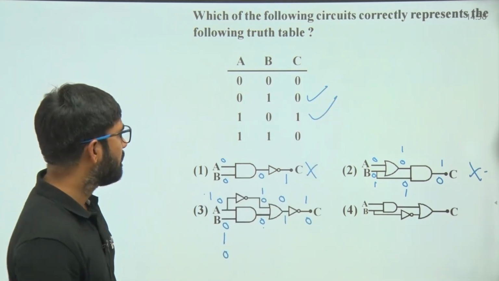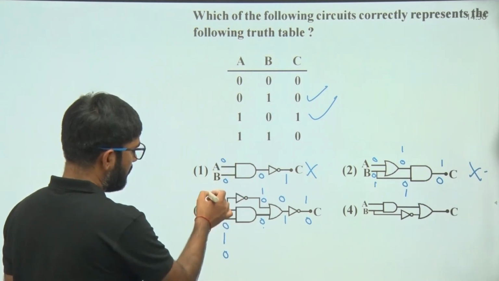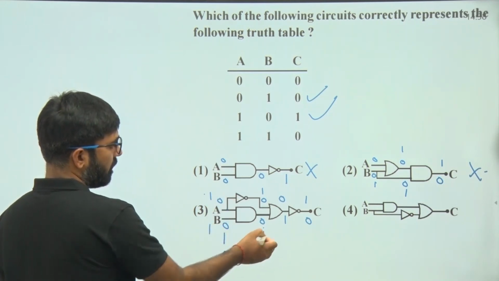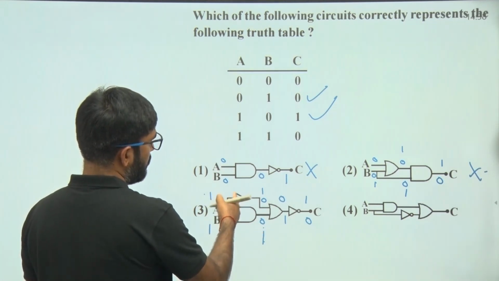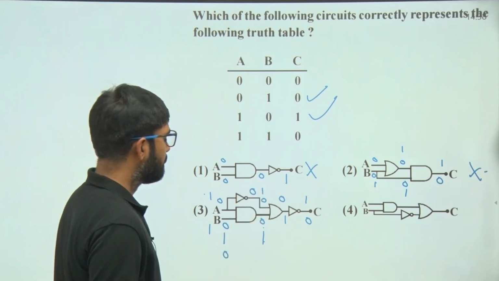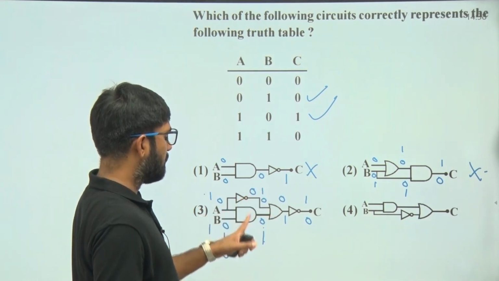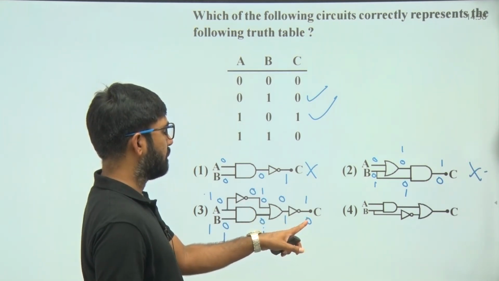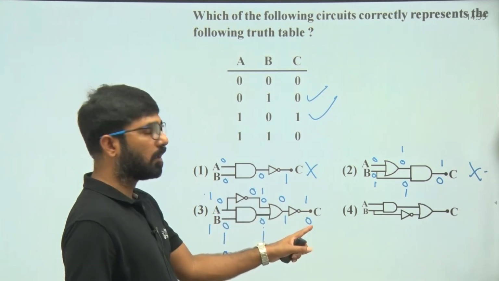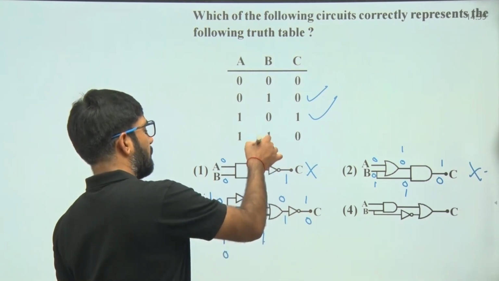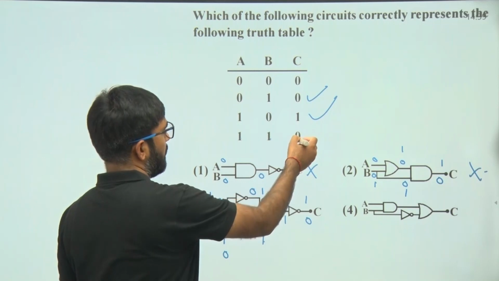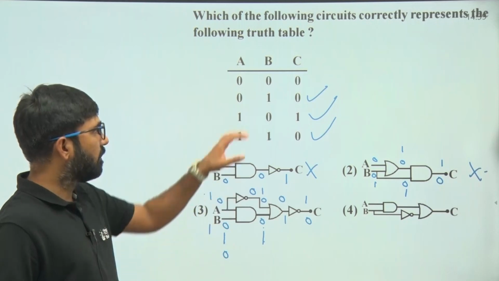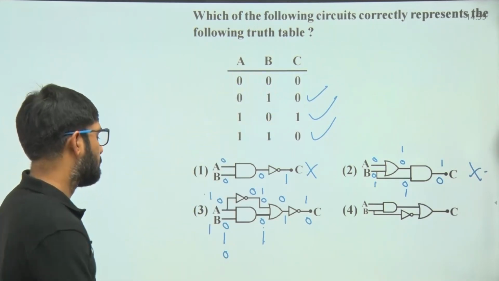Now check for the next. A and B both are 1. The output of the AND gate is A into B, 1 into 1, that is 1. If A is 1, the output of the NOT gate is 0. At the OR gate, 0 plus 1 is 1. This is a NOT gate, so the inverse of 1 is 0. That means if A and B both are 1, then the output of the circuit is 0. According to the table also, the output will be 0. That means this circuit satisfies the given table, hence the final answer is 3.